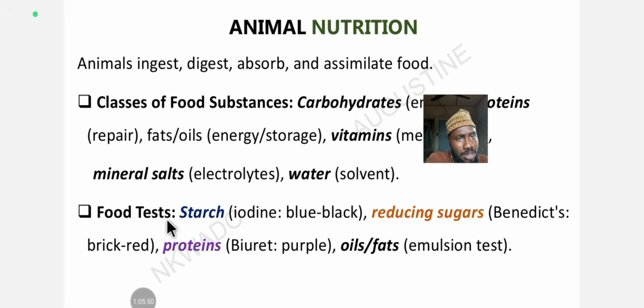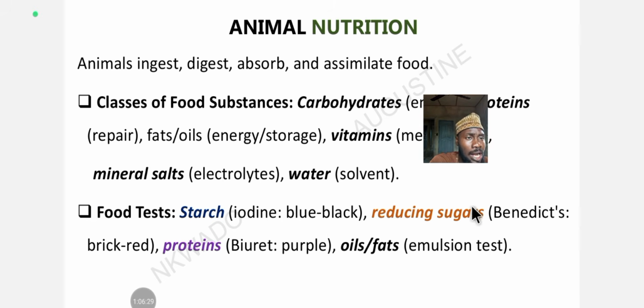Now, let's look at food tests. Very important. If JAMB doesn't set this for biology, they will set it for chemistry. The first we have here is starch. What is the test for starch? It is the iodine test that we just explained when we were testing for starch in a leaf. When you add iodine to the solution or the specimen, it turns blue-black in the presence of starch, but the color remains the same in the absence of starch.